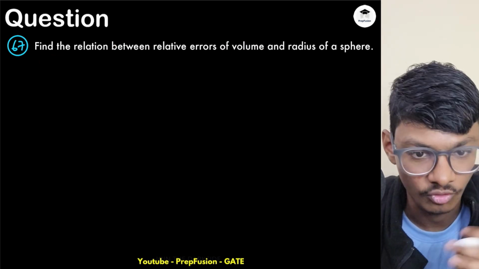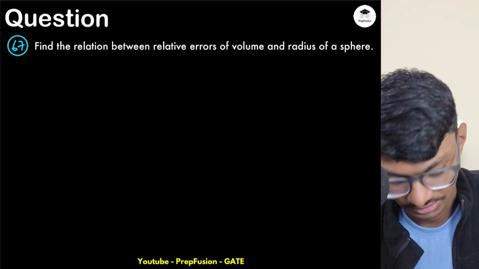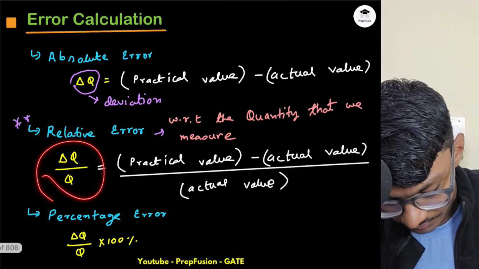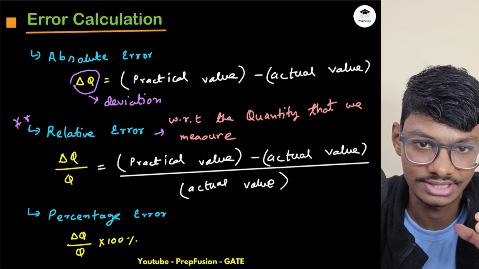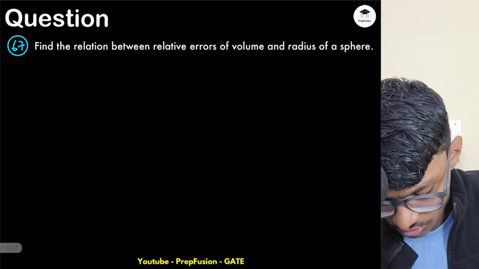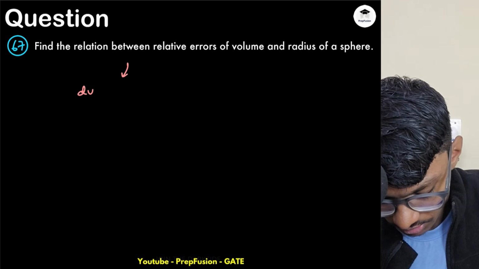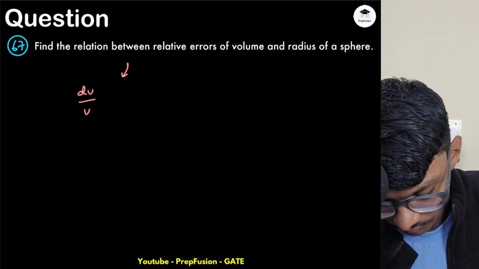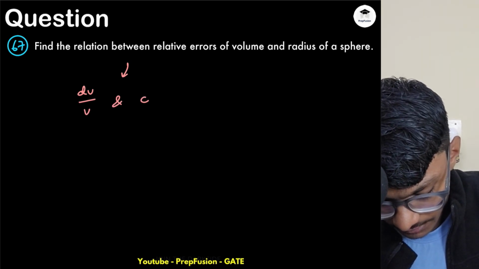Between the relative errors of a volume and radius of a sphere. So what are they asking us? Here it is delta q upon q. We'll understand this as delta v upon v. So what are they asking us to find? Delta v upon v and delta r upon r.